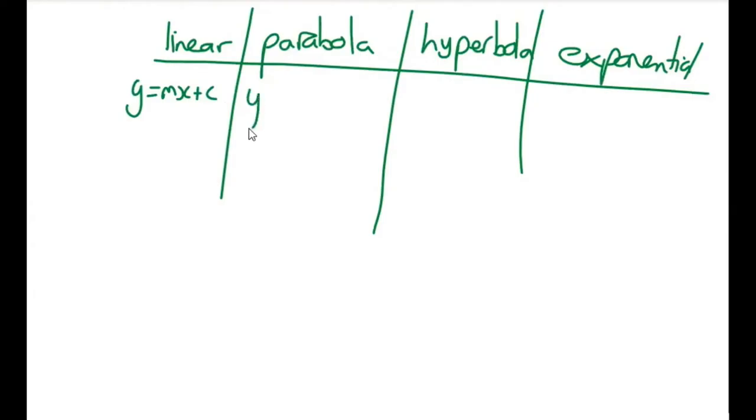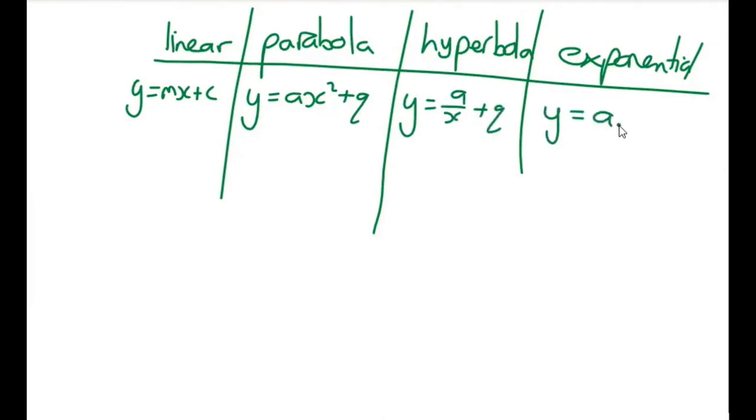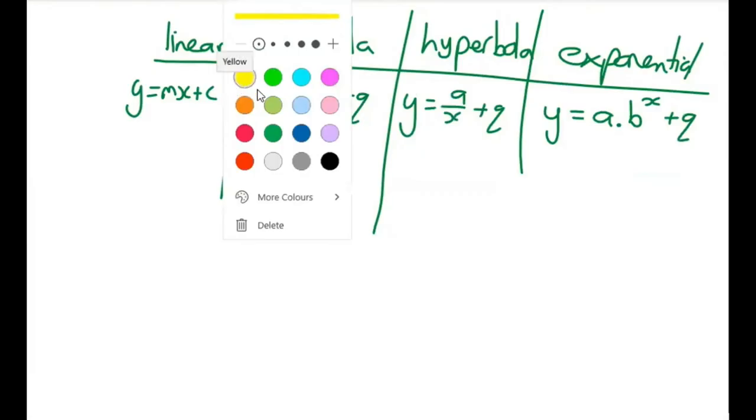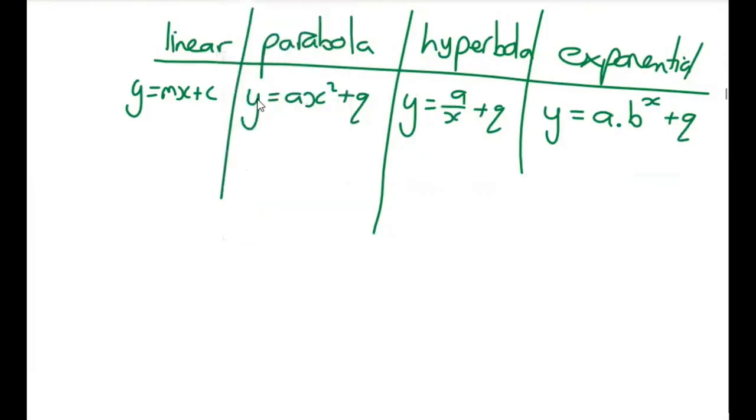The parabola was y equals ax squared plus q. Your hyperbola, y equals a over x plus q. And your exponential, y equals a times b to the power of x plus q. And I'm now going to highlight the things that tell you what type of graph it is.